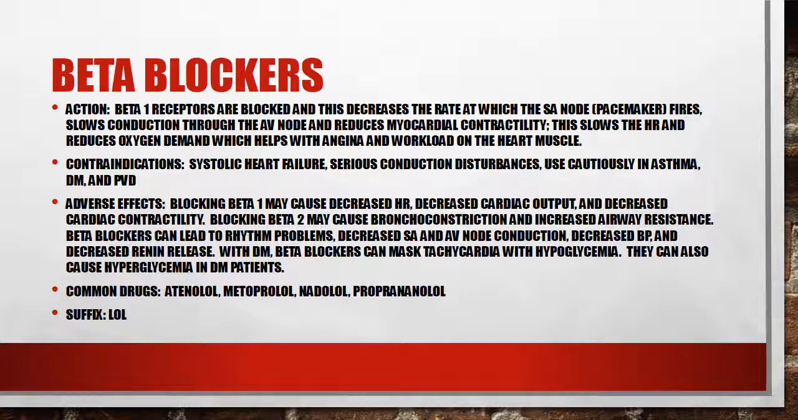The adverse effects: it blocks beta 1, and that can cause a decreased heart rate. It can decrease the cardiac output and decreases cardiac contractility. Blocking beta 2 can cause bronchoconstriction and increase airway resistance. So that could cause problems for people who have asthma. Beta blockers can lead to rhythm problems. So if they have conduction problems, decreased SA and AV node conduction would be an issue. Decreased blood pressure and decreased renin release.